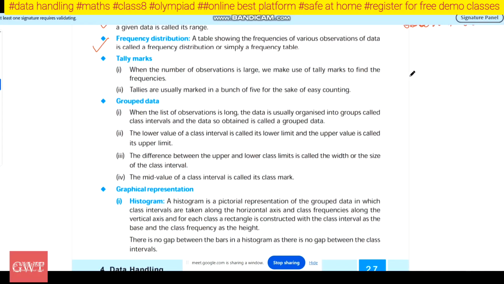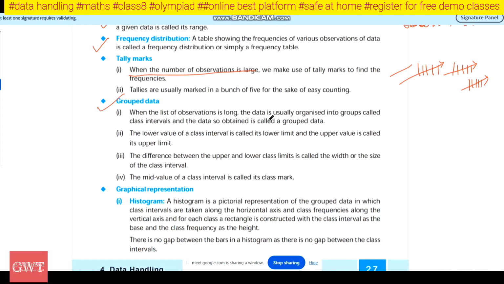When the number of observations is very, very large, we make tally marks. You may have seen in many books that they group them in 5 tally marks. I will group them in a 5 and then do tally marks. The tally marks are in a bunch of 5 for the sake of easy counting.